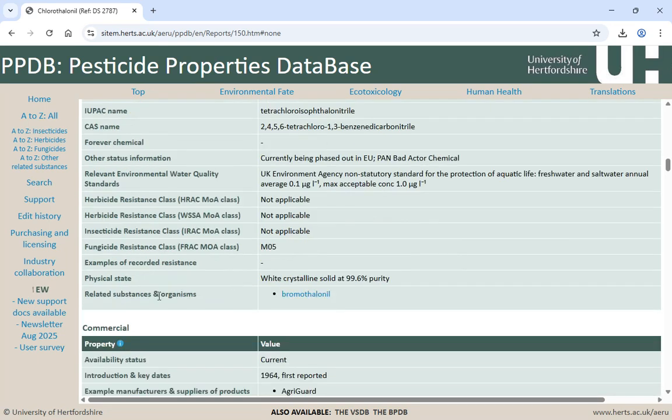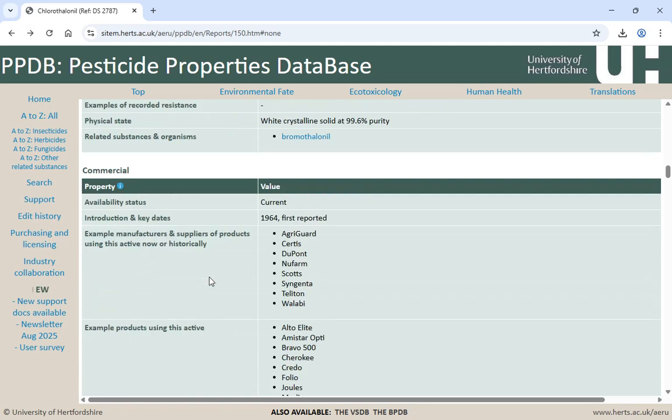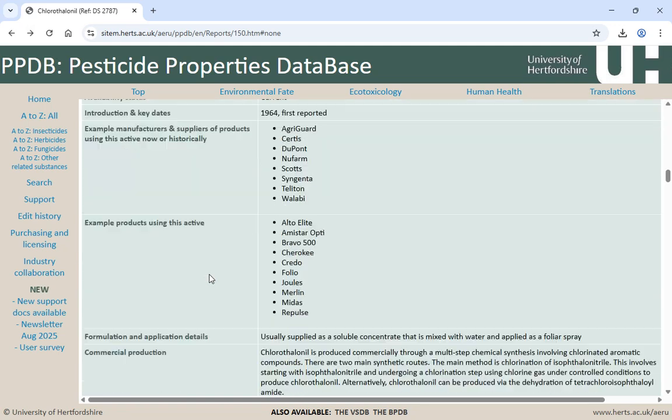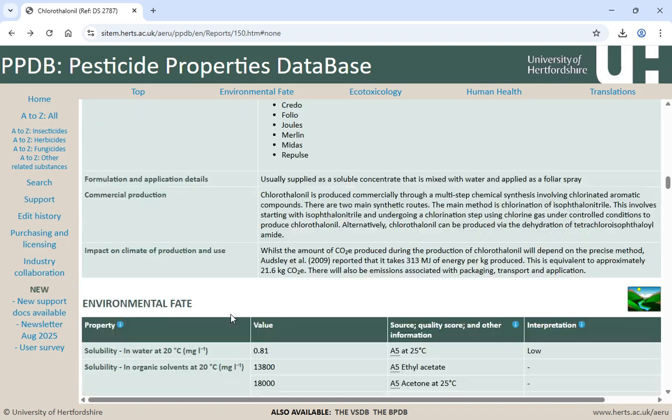If we come down, we'll also see whether there are any related substances, and again there's a link through to one here which just takes you to that page. Then various commercial information in terms of certain brands and manufacturers. Those are the main ones. It's not exhaustive by any means, but it's some examples. Then details about its commercial production and formulation, and something we've been doing recently is adding in details about the climate impacts from production and use, so there's various information about carbon dioxide equivalent emissions in this instance.